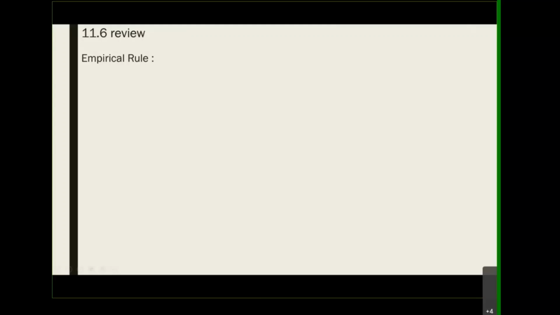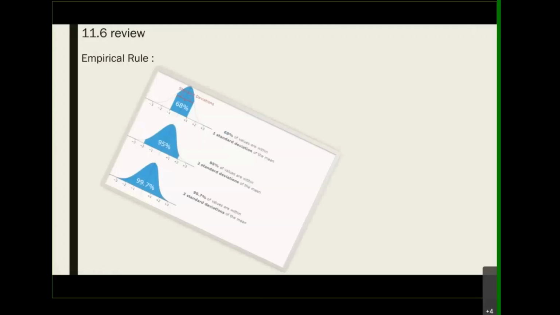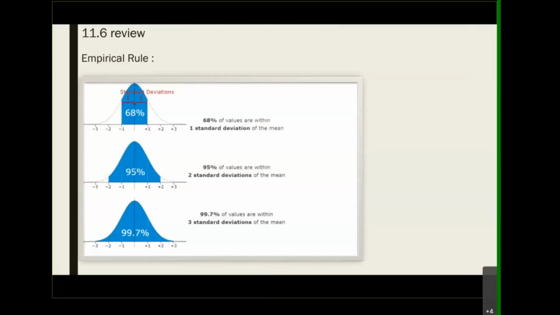Before I got cut off, we mentioned the empirical rule. The empirical rule basically tells you that if you go within one standard deviation, meaning one to the left and one to the right, it will cover 68% of your data. If you go within 2 standard deviations, it will cover 95% of your data. And lastly, within 3 standard deviations, it will cover 99.7% of the data.